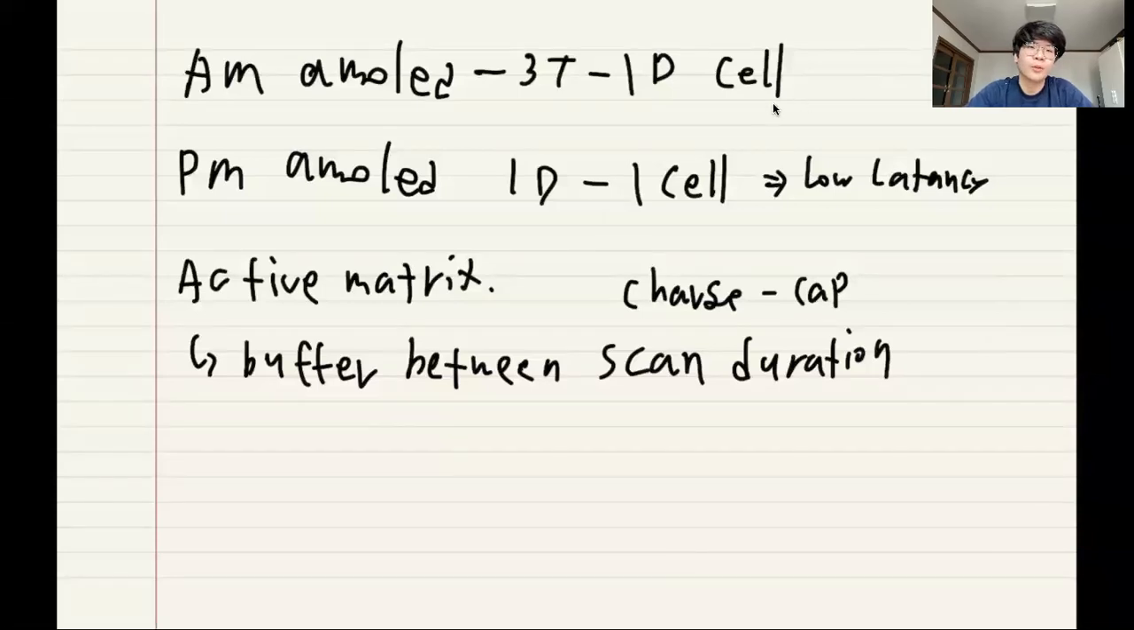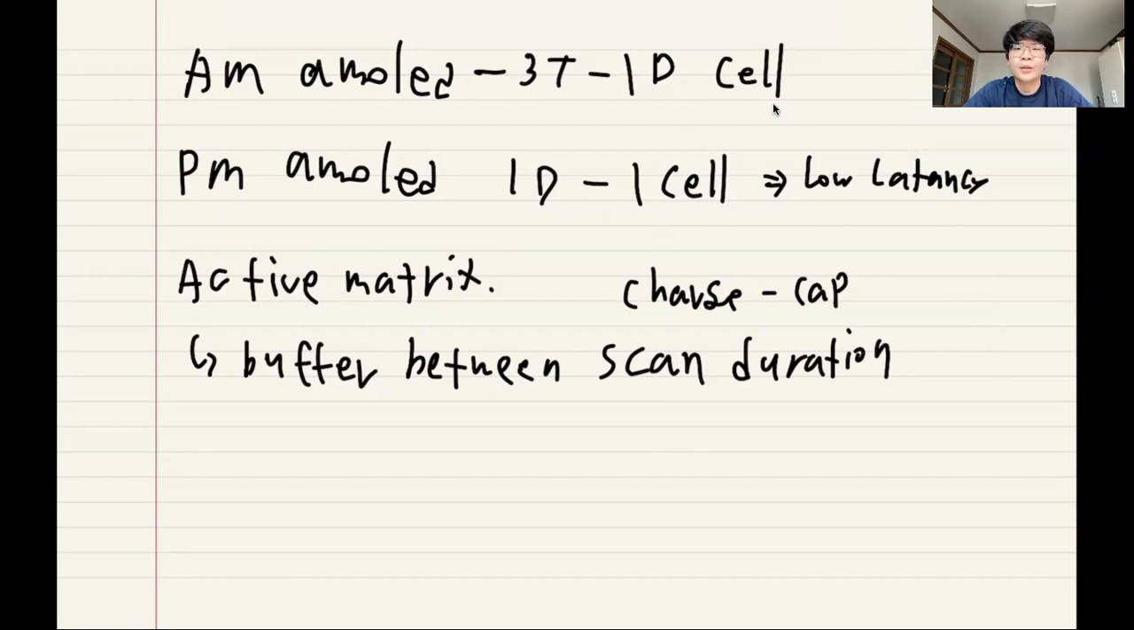There are two ways of making a matrix using AMOLED: AM AMOLED and PM AMOLED. The AM AMOLED is active matrix AMOLED, which consists of 3 transistors and 1 photodiode cell. And passive matrix AMOLED consists of 1 diode and 1 cell.